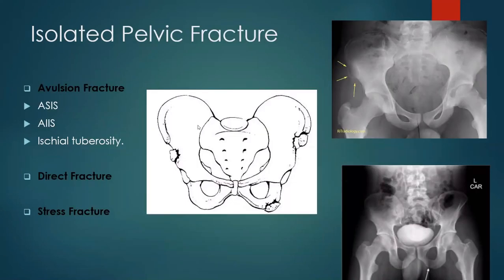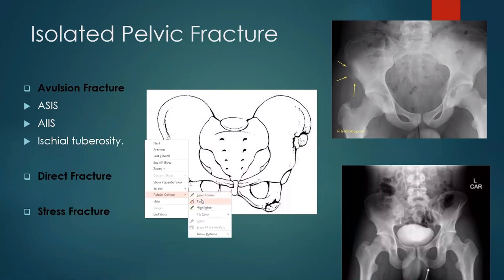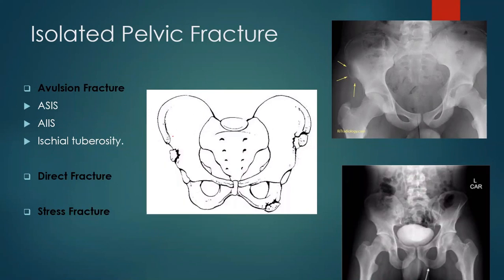So now we want to talk about the isolated pelvic fractures. The first one we call avulsion fractures. According to the site of the fracture, we can say which ligament, tendon or muscle is attached to this type of fracture.